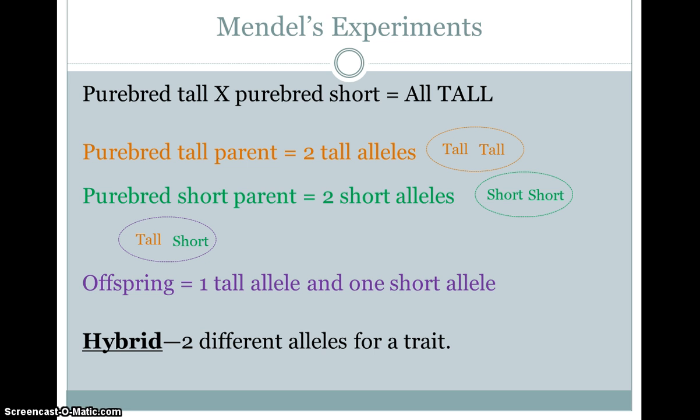The offspring are known as hybrid. Hybrid means that they have two different alleles for a trait. So a tall form and a short form are two different forms.